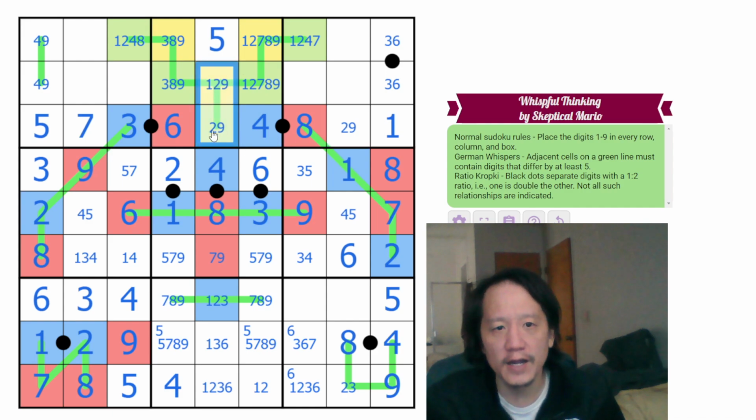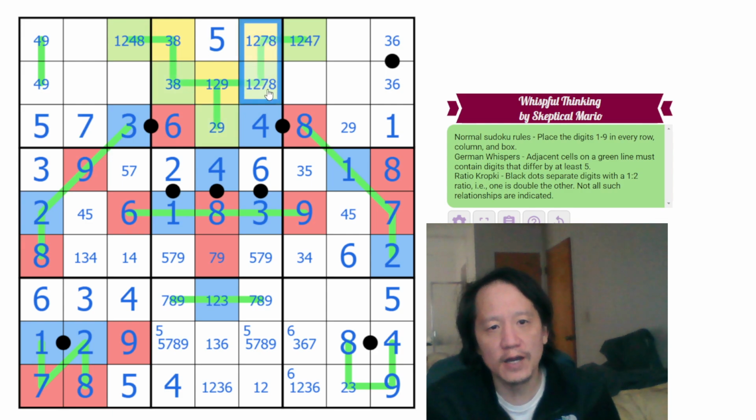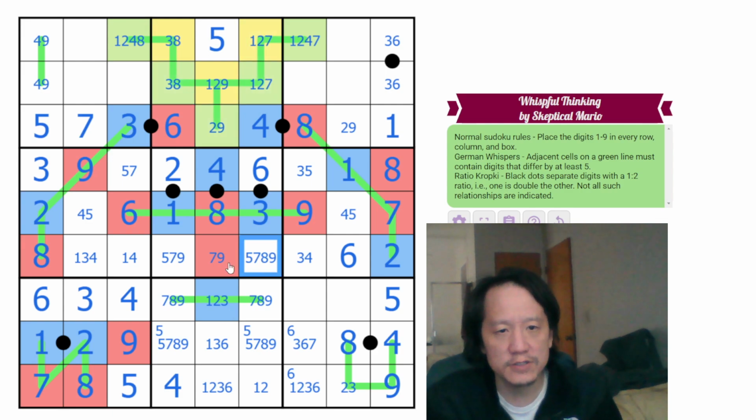So therefore, the 9 has to be one of these two, which means this is a 3-8 pair. Because we know the 9 has to be one of these because this can't be 7 anymore. This can't be 7 because of the unique neighbors. So therefore, this can't be 9 or 8. The 7 has to be here, which means this can't be 7. This can't be 9, so this must be the 7. This can't be 7.